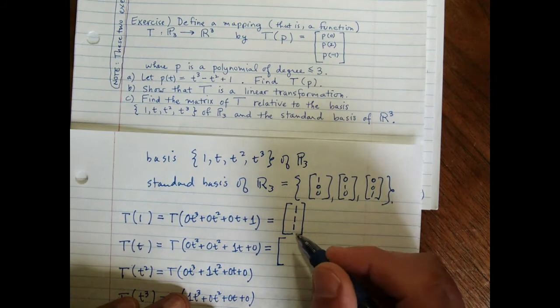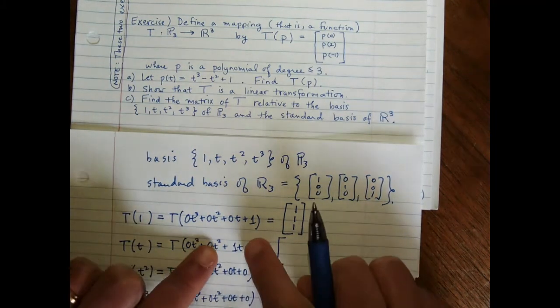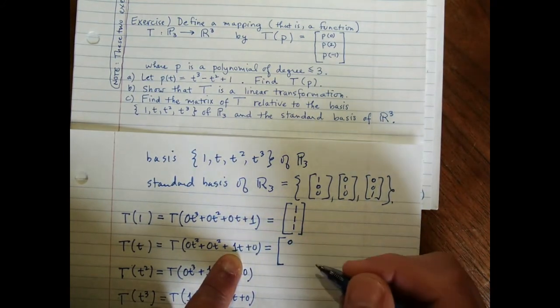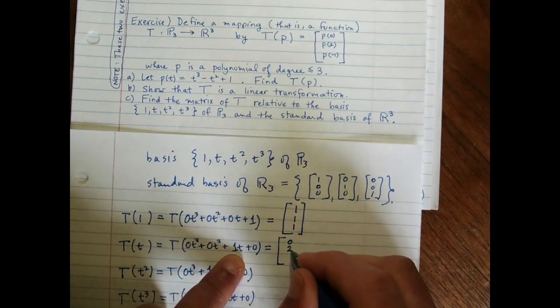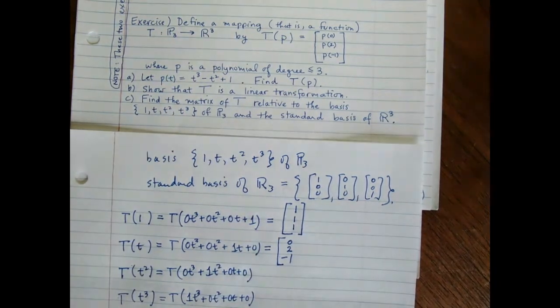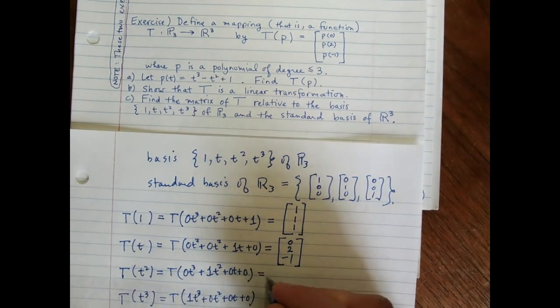For this second one, at 0, now again, all I'm going to get is t, right? So when I plug in t equals 0, I get 0. When I plug in t equals 2, I just get 1 times 2 is 2. When I plug in t equals -1, I just get -1, and so on and so forth.